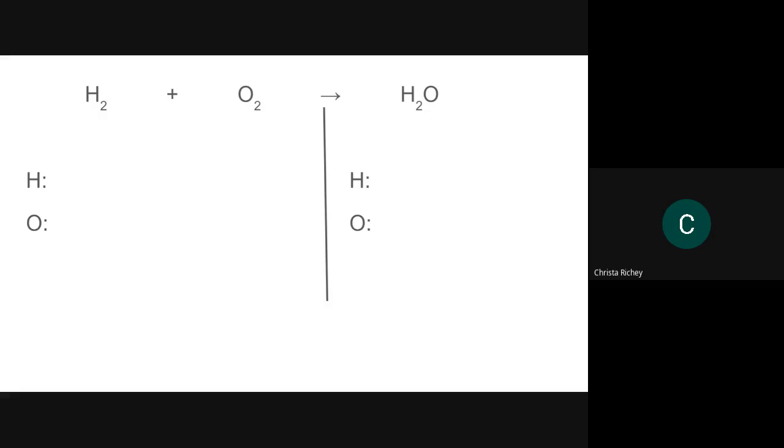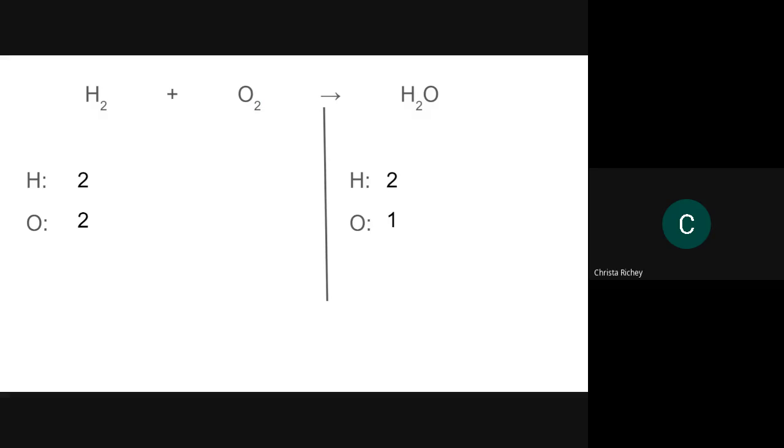Now I need to figure out how many I have of each. According to the reactant side, how many hydrogens are on the reactant side? 2. Okay, now we're going to do oxygen. How many oxygens are on the reactant side? 2. So far, so good. All right, on the right-hand side, how many hydrogens do you have? 2. And how many oxygens do you have? 1. Okay, so the hydrogen is not the problem child. Oxygen seems to always be the problem child when we're balancing.